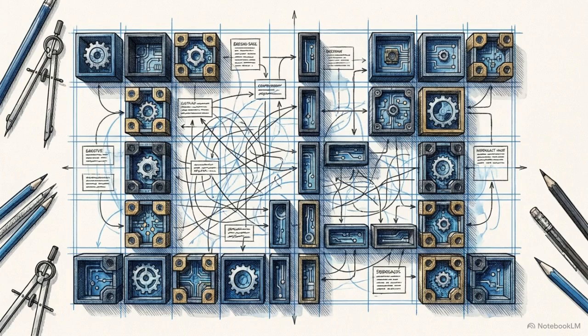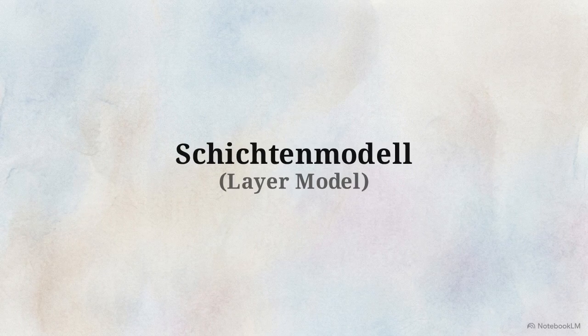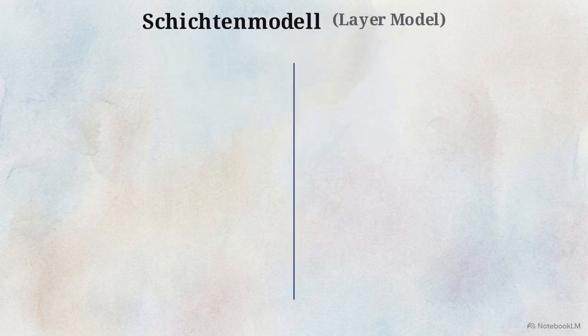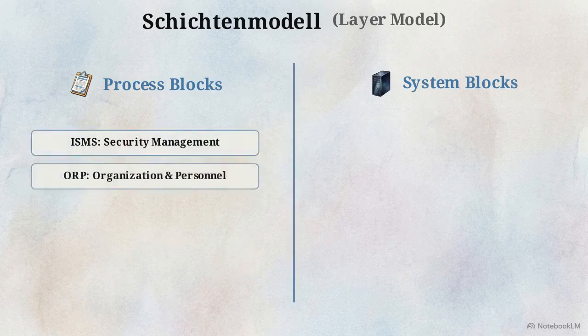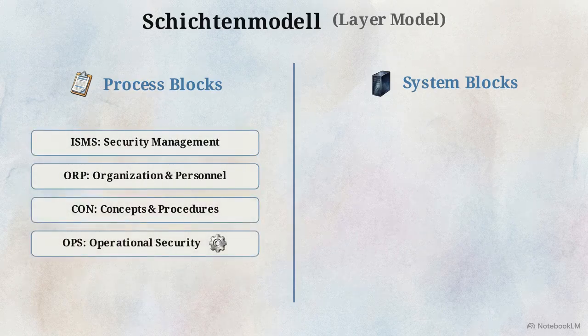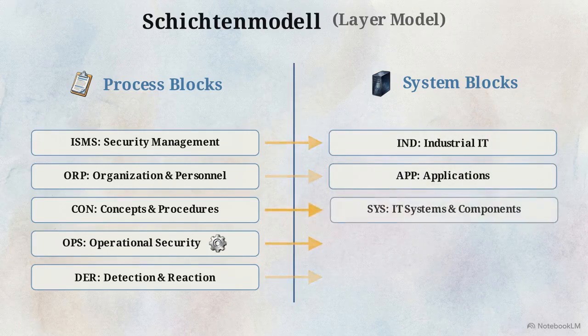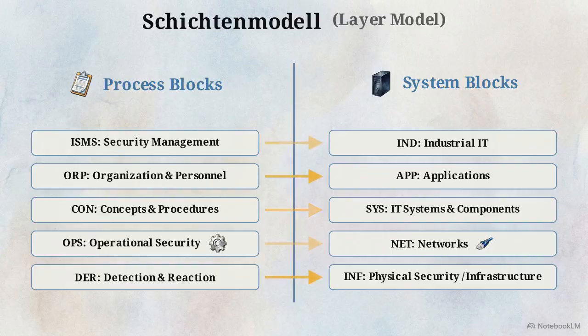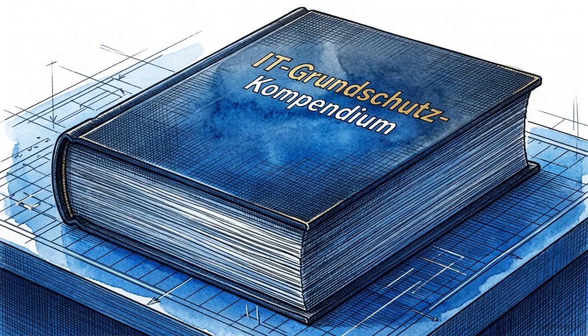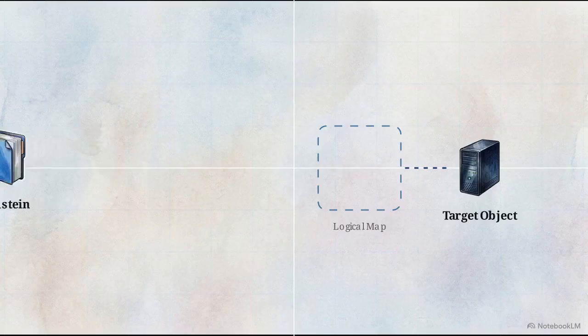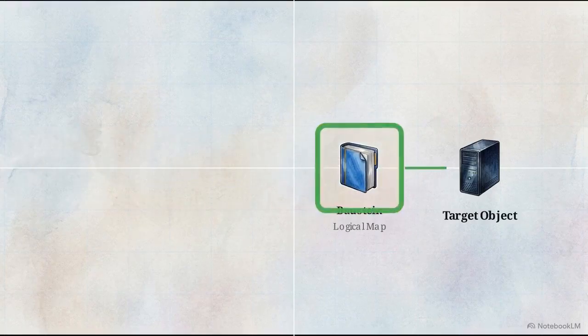Here, the analyzed physical network is rebuilt using the BSI's standardized components. This relies on the Schichtenmodell, or layer model. The modernized framework is function-oriented, splitting the landscape into two categories: overarching process blocks, covering management, organization, and operations, govern the technical system blocks, which handle the concrete infrastructure, networks, and applications. The physical act of modeling involves selecting a specific Baustein, a building block, from the BSI compendium, and logically snapping it onto a target object in your network map.